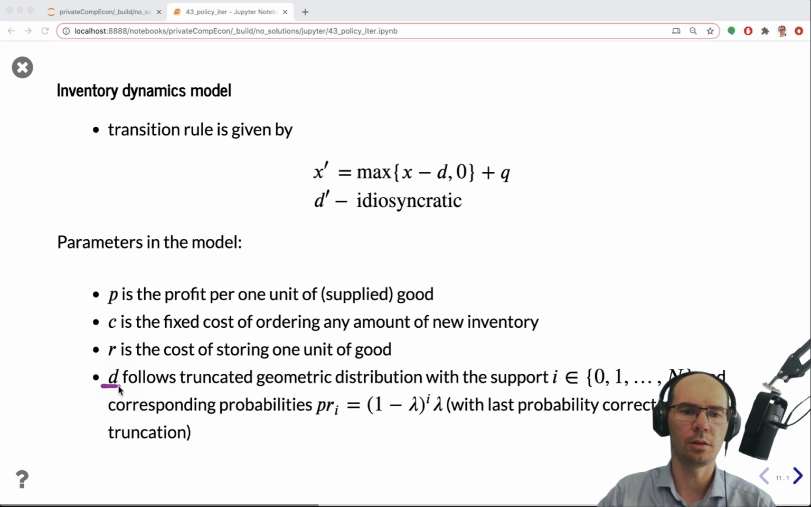And so D, we assume, is following a truncated geometric distribution where the probabilities of all of the values i from 0 up to n-1 are given by this, and then we collect the probability mass from the truncated tail in the last point. So this is what we did in exercise 11, if you remember.